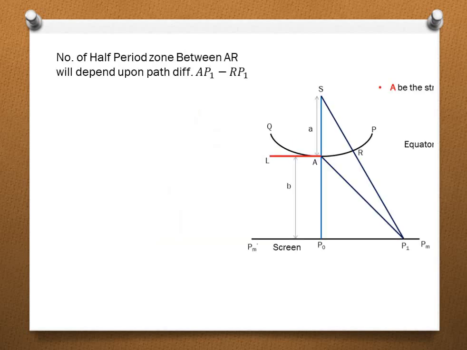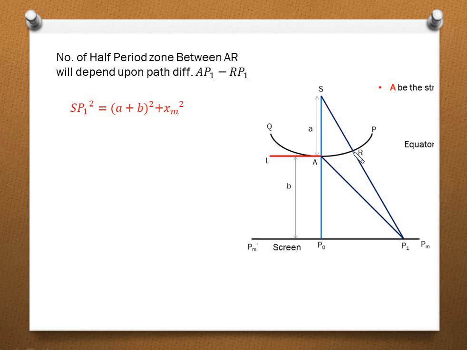Actually, the intensity will depend upon the number of half period zones between AR, and that will depend upon the path difference AP1 minus RP1. This path difference will decide how many half period zones will be contained. Now just write SP1 whole square.